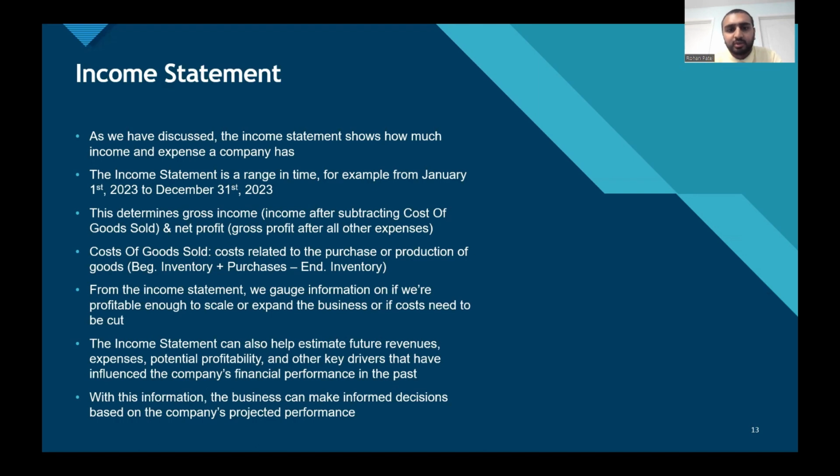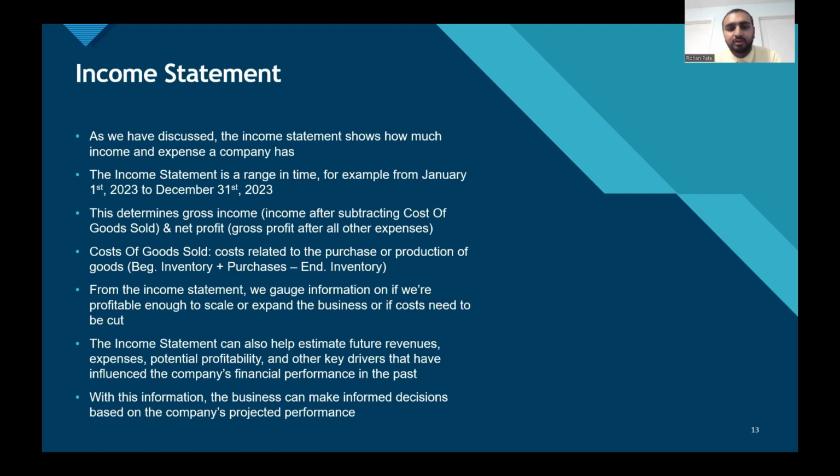But from the income statement, we can also gauge information on if we're profitable enough to scale or expand the business, or if there needs to be costs cut somewhere, right? That is the main driver or the main objective of the income statement, first and foremost, when looking at it.